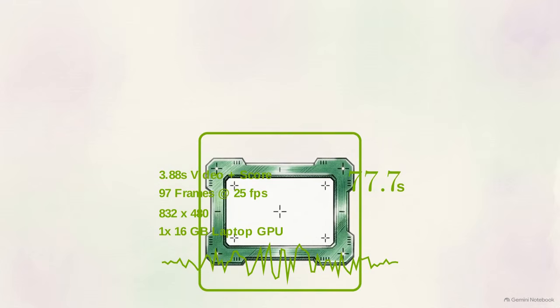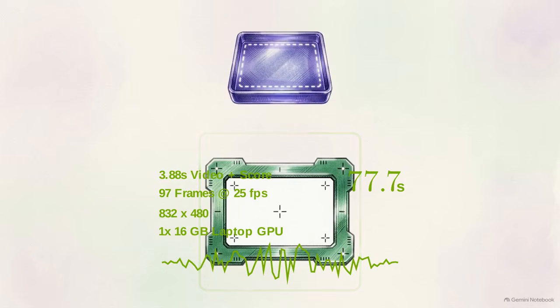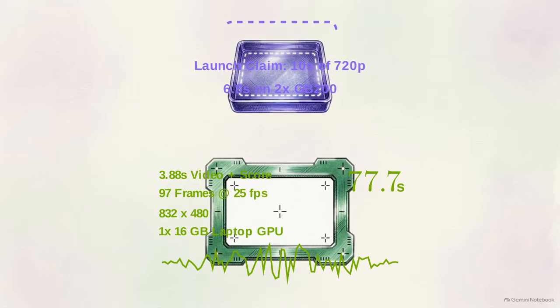Solid green elements represent values physically measured on this bench and backed by a receipt. Dashed violet represents unverified upstream launch claims or untested assumptions.